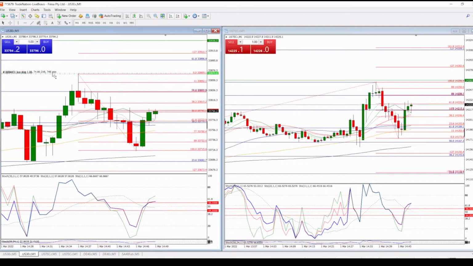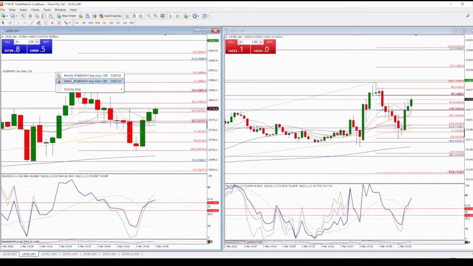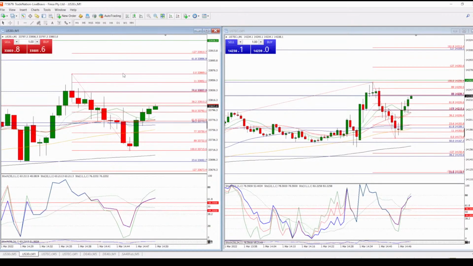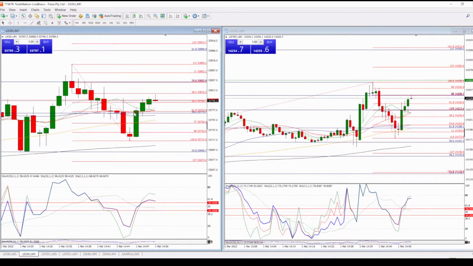This buy stop I have on the Dow is for the trend chaser. 5-minute trend is still up, 1-minute trend is still up. We are getting very close to openings here. I'm just going to delete that because that could be the 61.8 of opening range. I'm not going to play really around with that.